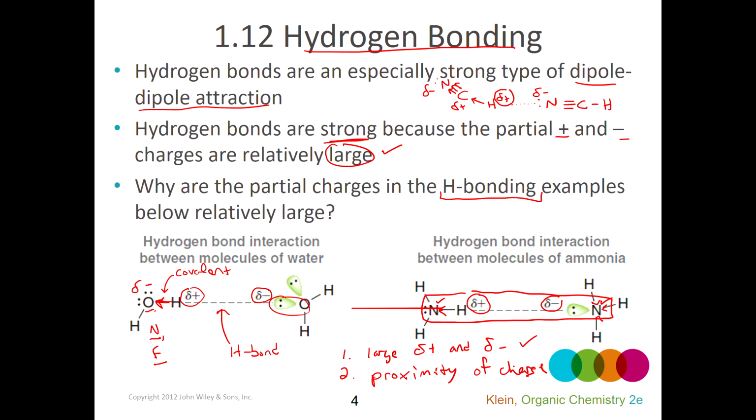So the proximity of the charges is possible with hydrogen specifically because hydrogen is always a surface atom. It's always on the surface of the structure because it can only ever have one bond. And that's why hydrogen is special. And hydrogen bonds are special because their attractions are pretty strong relative to other dipole-dipole attractions.